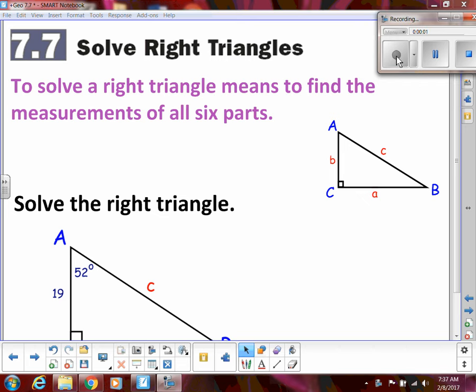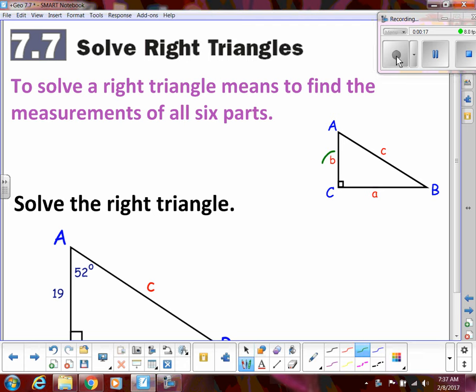In this video, we're going to talk about what we call solving right triangles, and we'll do a few word problems as well. But what we mean by solving right triangles is to find all the measurements of all 6 parts of the triangle. The 6 parts being the 3 sides and the measures of the 3 angles. So I'm going to find all the sides of the triangle and then find all of the angles of the triangle.